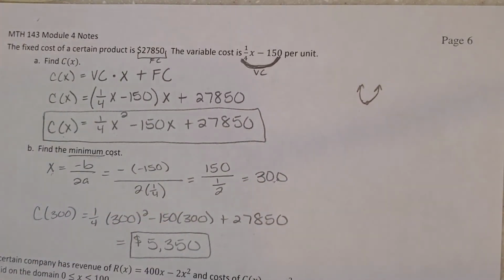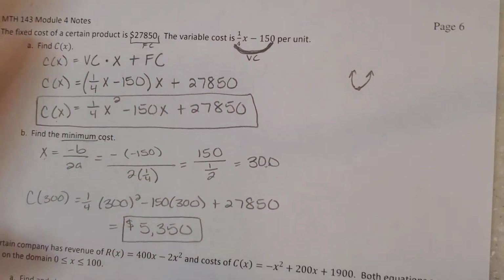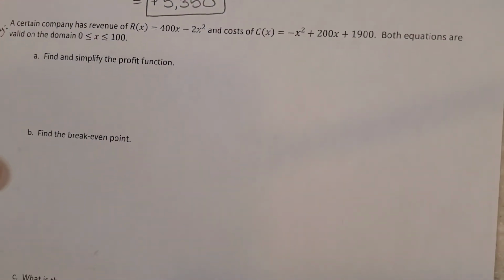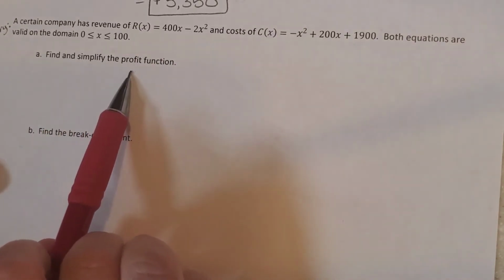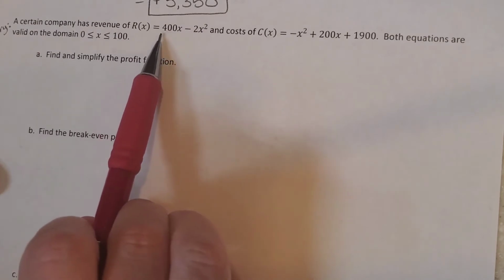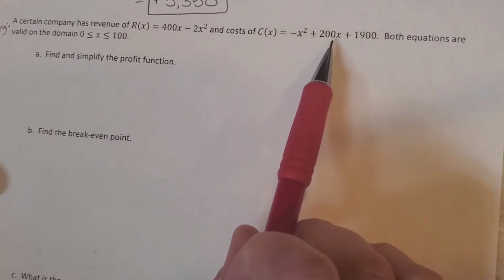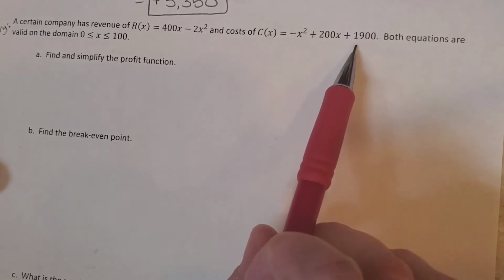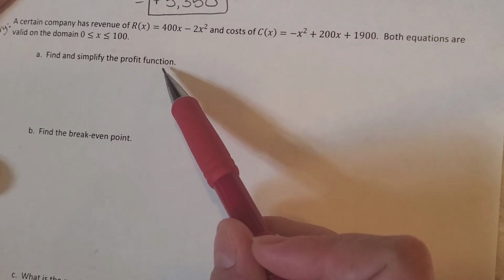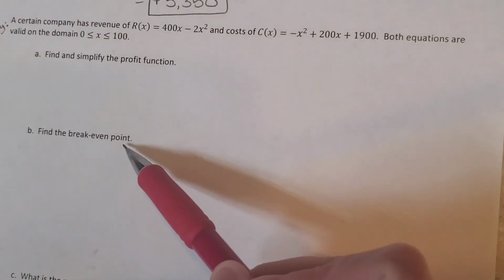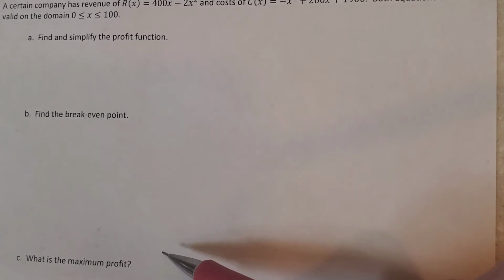All right, the next problem is one that I would like you guys to try. It's got a lot of parts to it, but go on ahead and pause the video. See if you can find and simplify the profit function. The company has a revenue of 400x minus 2x squared and a cost of negative x squared plus 200x plus 1900. Both equations are valid on the domain 0 to 100. See if you can find and simplify the profit function, find the break-even point, and then find the maximum profit.